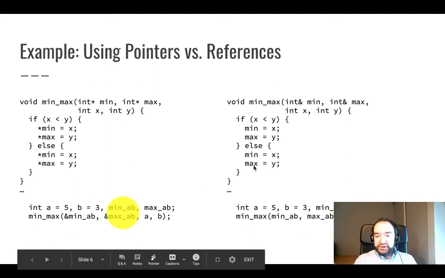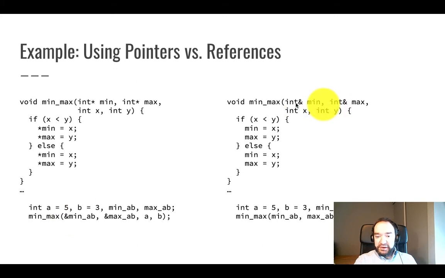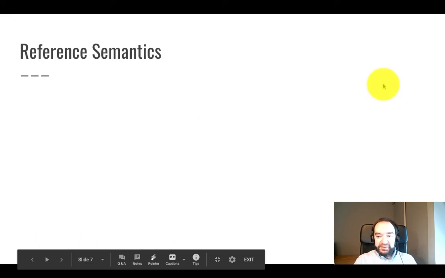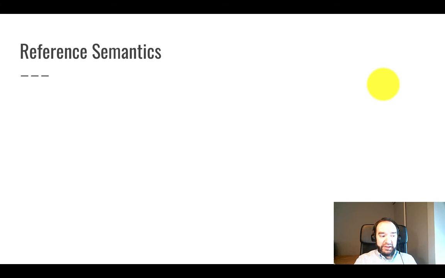With the reference alternative over here, we declared min and max as references using ampersand. And we don't need to dereference min and max to assign into them. The compiler implicitly inserts that for us. There's no ampersand here. Likewise, when we call min-max, we don't need to explicitly write the address-of ampersand operator. The compiler handles that implicitly for us. So this is more convenient, and it rules out whole categories of compile errors that programmers find to be distracting and annoying.